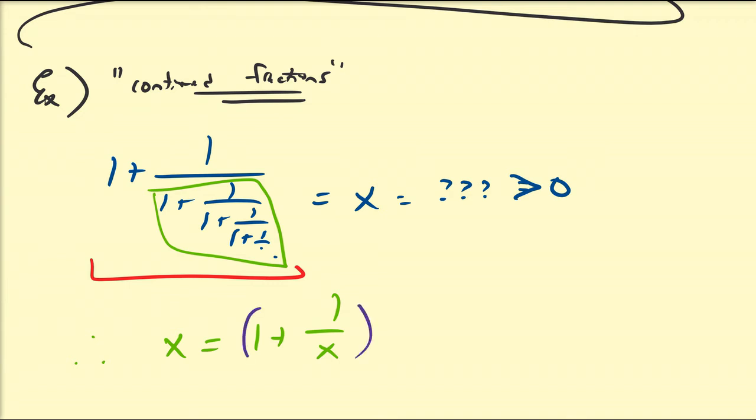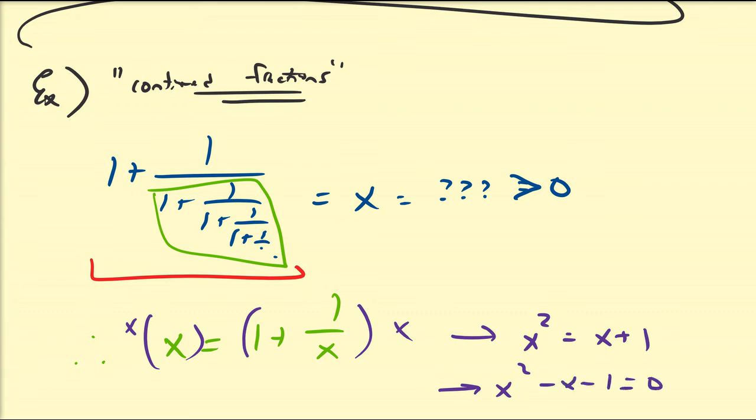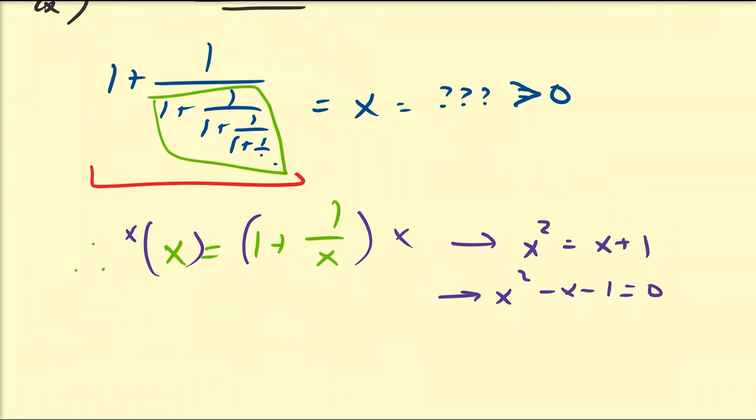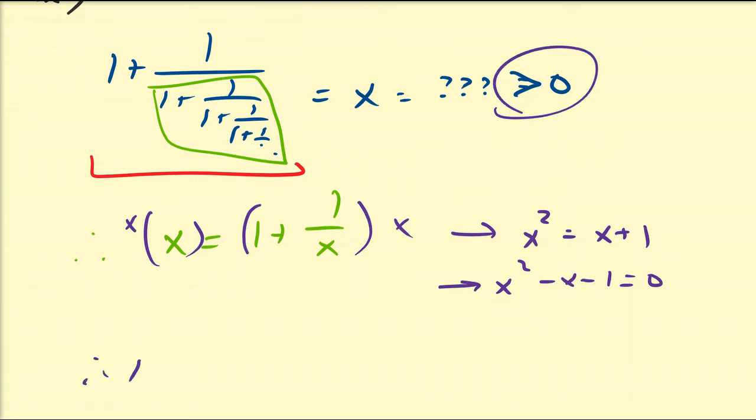So I'm going to multiply both sides of this equation by x, right? And clearly x can't be equal to 0, so no problems there. So I have x squared is equal to x plus 1, which gives me my equation x squared minus x minus 1 is equal to 0, which looks familiar. I want the positive solution. So of course x is equal to the golden ratio, right?